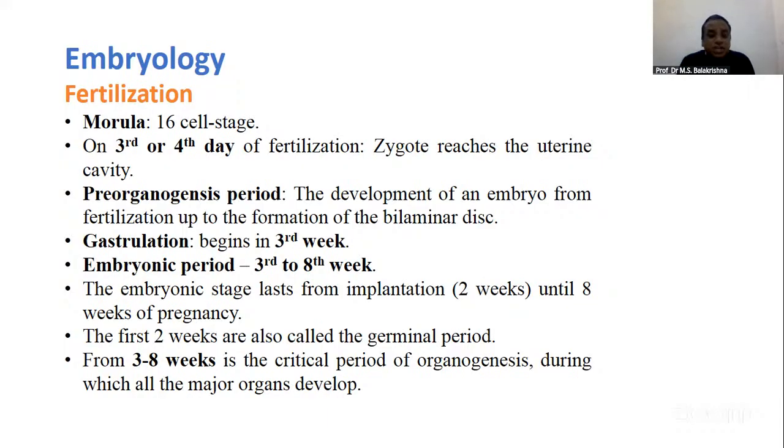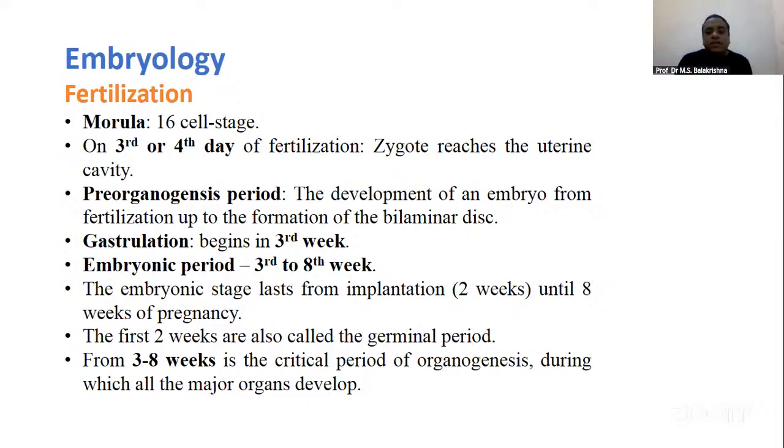Then the gastrulation, the gastrula formation, begins in the 3rd week. The embryonic period is 3 to 8 weeks. These are all MCQs. The embryonic stage lasts from implantation, at 2 weeks, until 8 weeks of pregnancy. So 8 weeks of pregnancy is very crucial. The first 2 weeks are also called the germinal period.